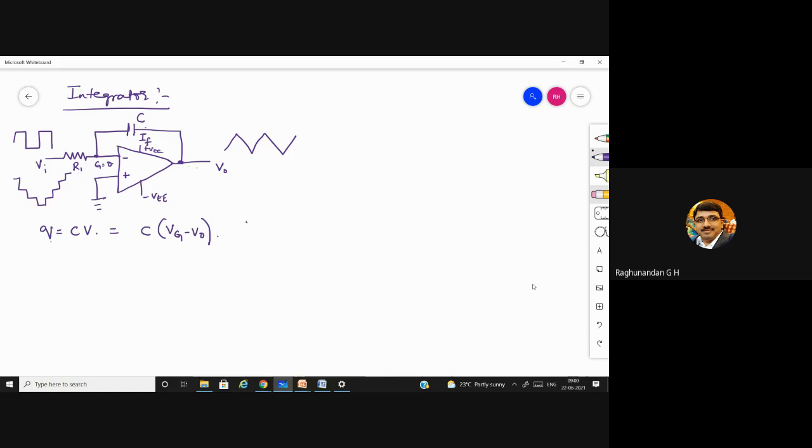And from the virtual ground concept, we know that Vg is equal to 0. So in this case, Q will be equal to minus C into V0. Take this as equation number 1.